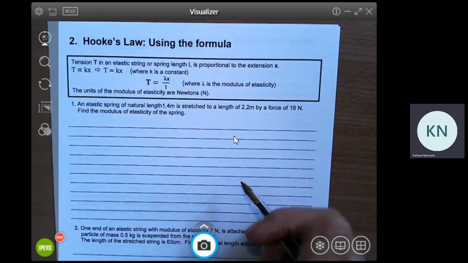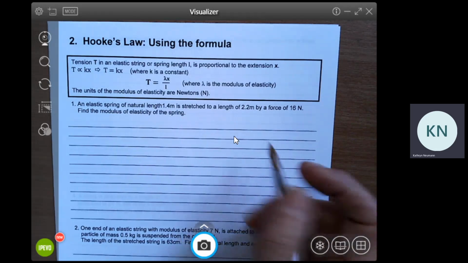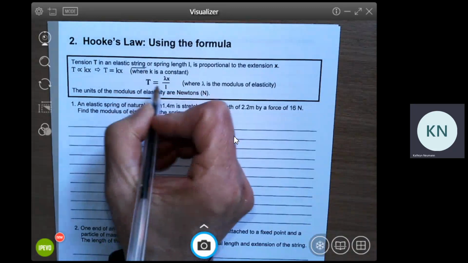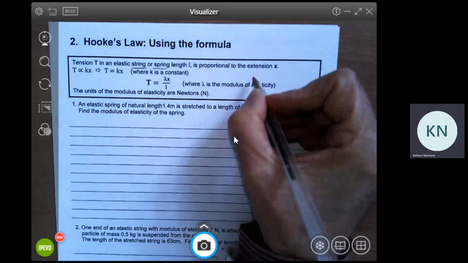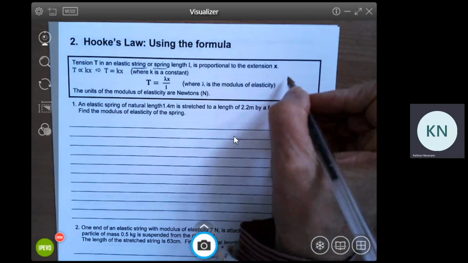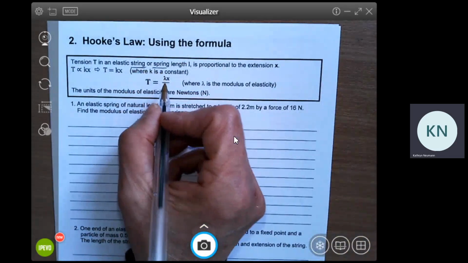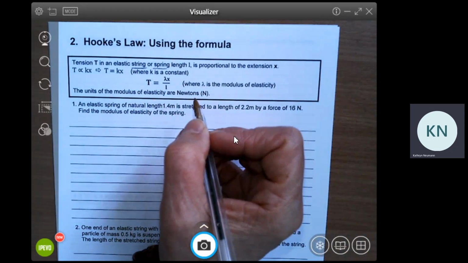So with Hooke's law, this is all about elastic strings and springs. The difference between an elastic string, that's like a piece of elastic, and a spring, which you all know what a spring is, is that a spring can be compressed. You need to be careful because string and spring are very similar words, and you need to watch out in the question to see which one of those things you've got.